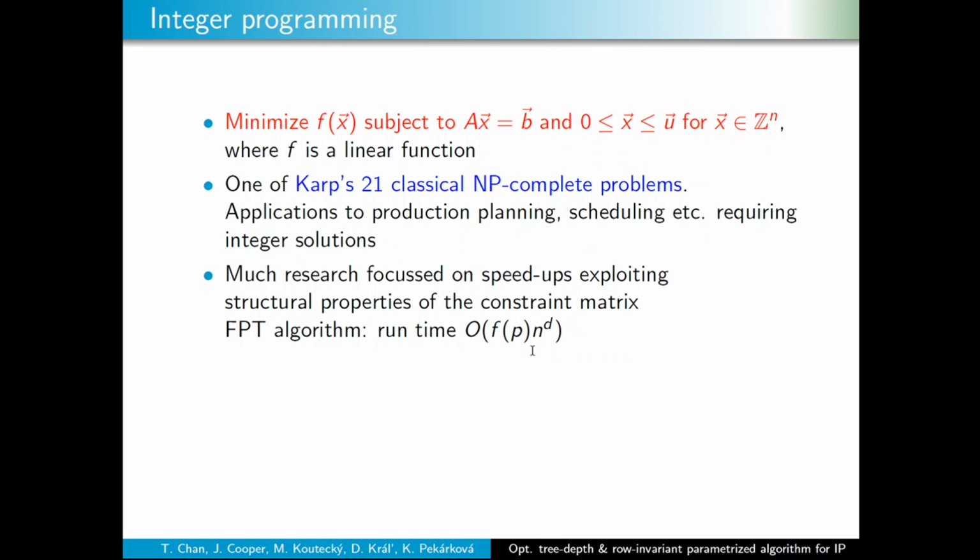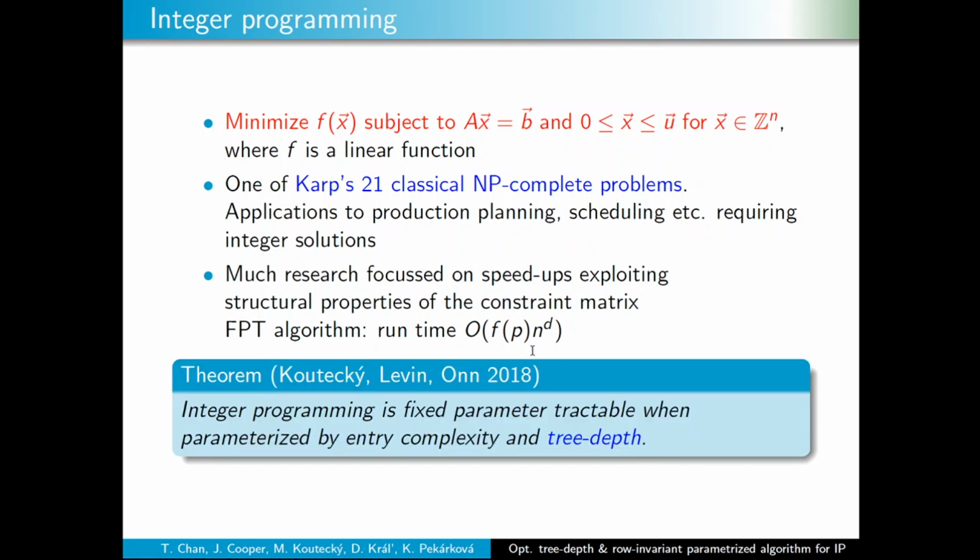So this line of research culminated recently with the following theorem of Koutecký, Levin, and Onn. They showed that integer programming is fixed parameter tractable when parameterized by entry complexity and tree depth. Now, this theorem was essentially the starting point of our research. I won't define what entry complexity is for this talk, it won't be necessary. I will now talk about tree depth in the next few slides.